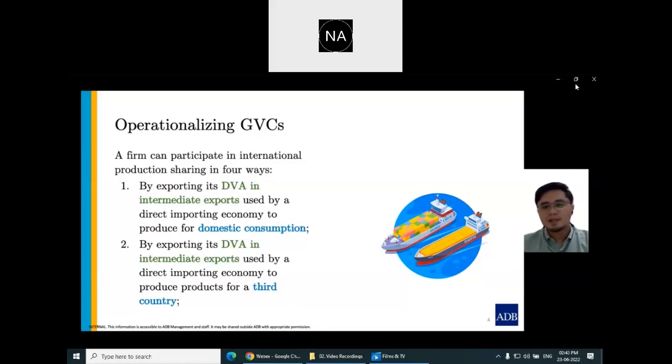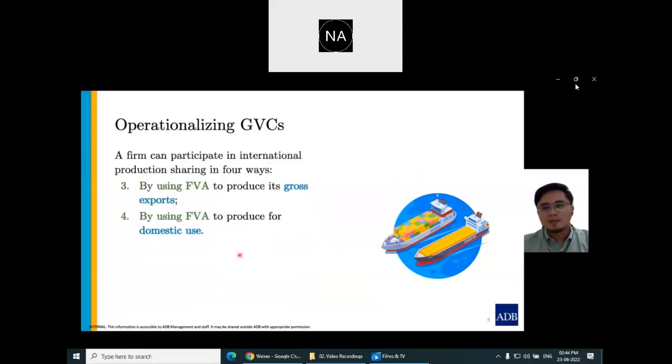First, a firm can participate in GVCs by exporting its domestic value added in intermediate exports used by a direct importing economy to produce for domestic consumption. Secondly, a firm can participate in GVCs by exporting its domestic value added in intermediate exports used by a direct importing economy to produce products for a third country. These two are from the perspective of the producers, and these constitute the forward participation in global value chains.